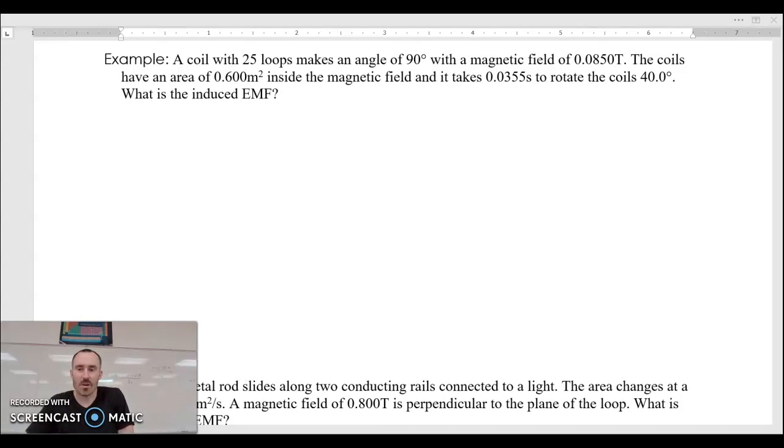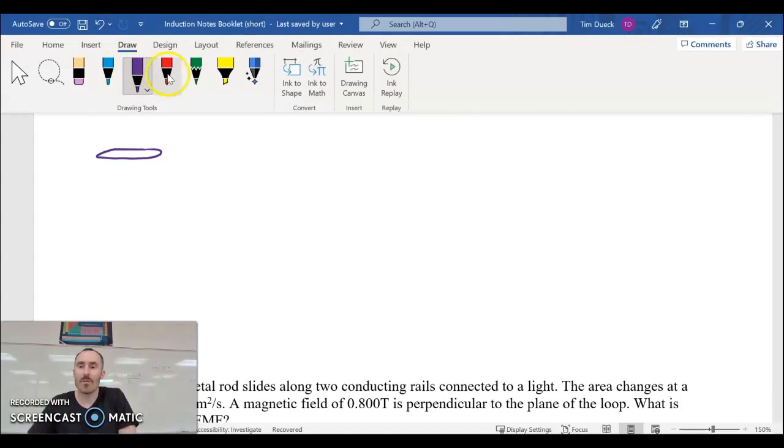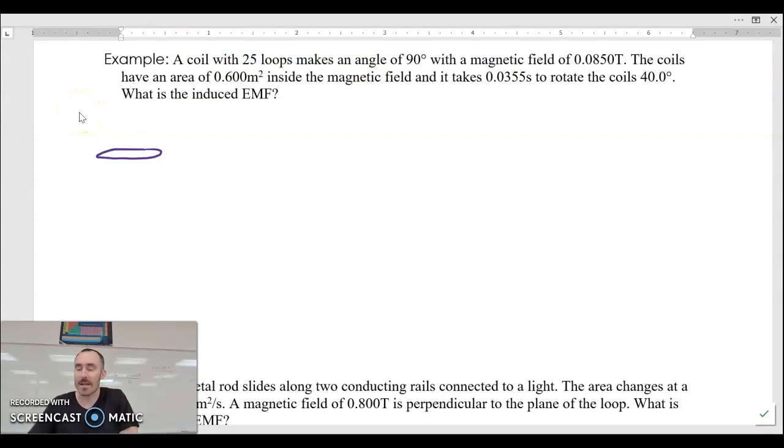Okay, so let me draw a picture of what's going on here first. So here's our coil. I'm just going to draw it as a flat coil like this, but it's got 25 loops, so they're all stacked on top of each other. To make sure that we put all the numbers in the right place, I want to point out that this is the normal line, right? Because the angle that we put in, the theta part, has to be the angle between the normal line and the field. So it starts off with the coils making an angle of 90 degrees with the magnetic field.